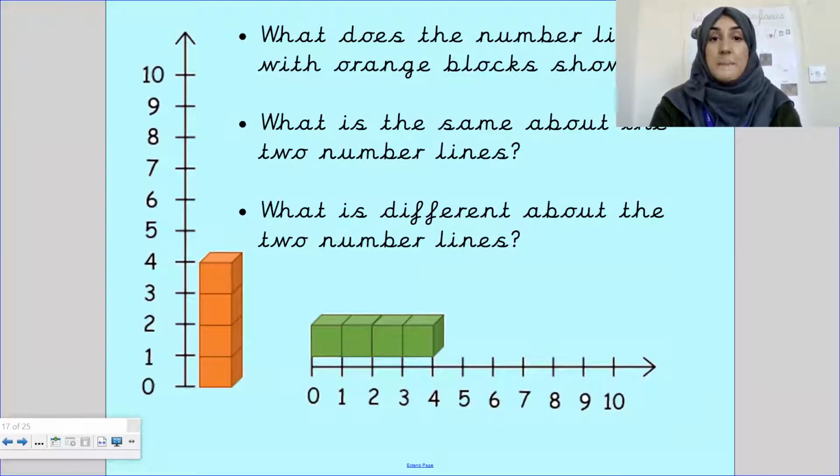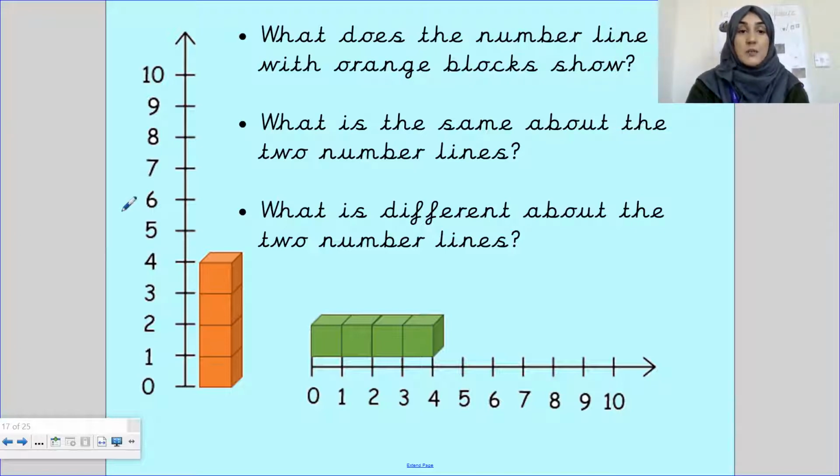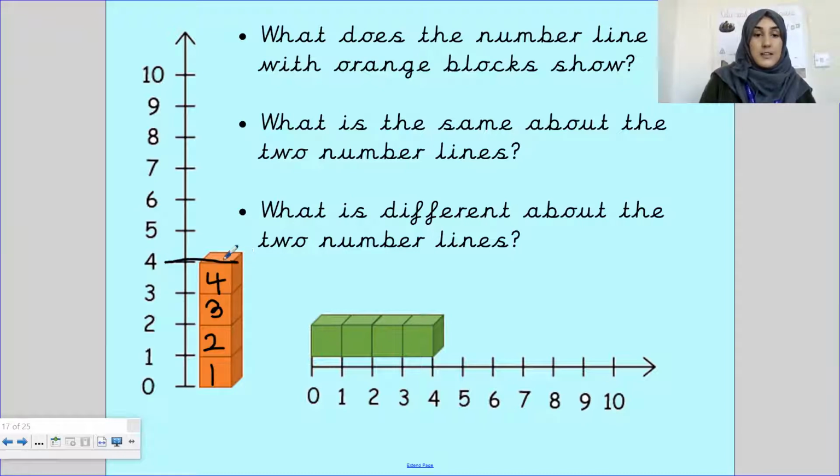So what does the number line with the orange blocks show? Firstly, let's find the number line that has the orange blocks. It is the one on the left-hand side. It says one block. There's a number line from 0 to 1, 2, 3, 4, all the way up to 10. What does it show? So let me just get my pen ready. I can see that there's 1, that's 2, that's 3, and that's 4 blocks. There are 4 blocks, and that is why it is in line with number 4. It's a bit like a ruler. It's measuring it almost, isn't it?